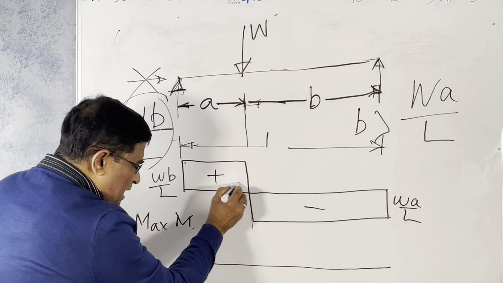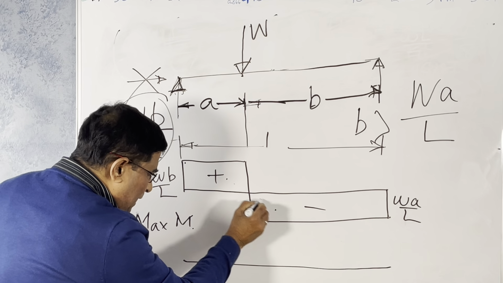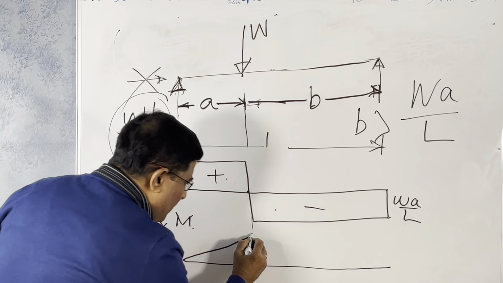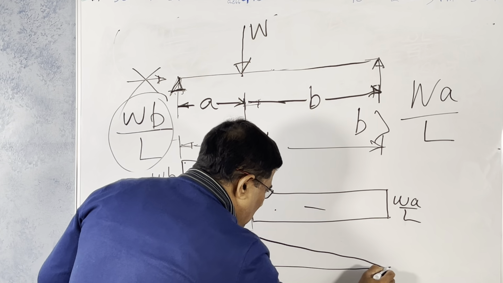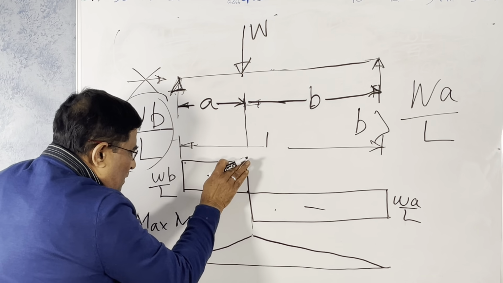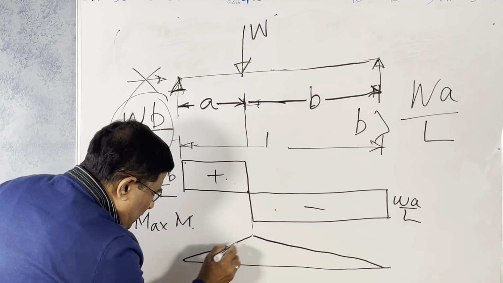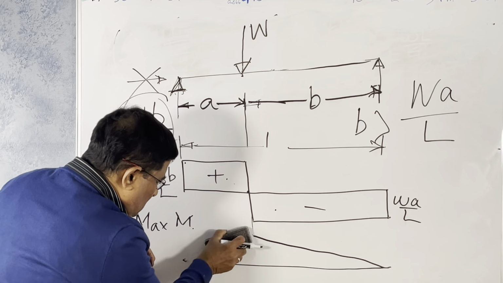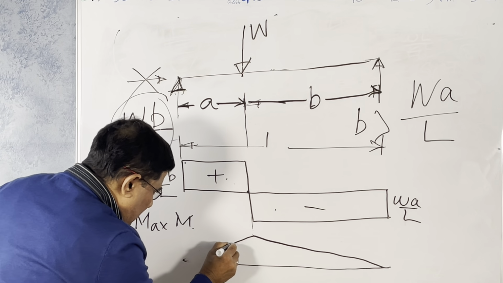When the shear force changes its sign from positive to negative, this is the point. Here the moment will be maximum. And when the shear force is constant, the bending moment is linear, like a slanting line, like this.